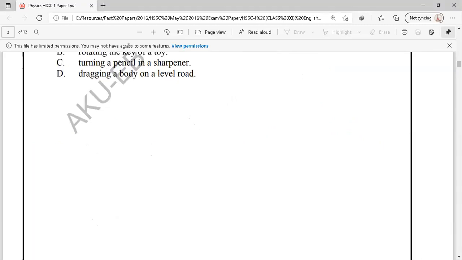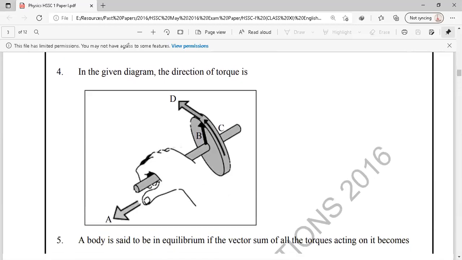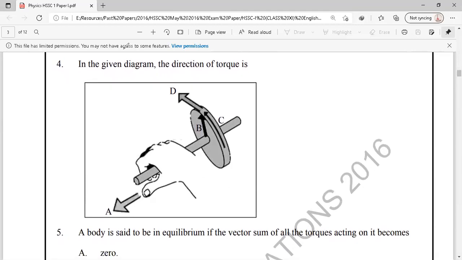Let's come to the next question, that is question number 4. In the given diagram, the direction of torque will be. So we have four options, A, B, C, and D. So if we rotate this wheel, we have to identify what will be the direction of torque.